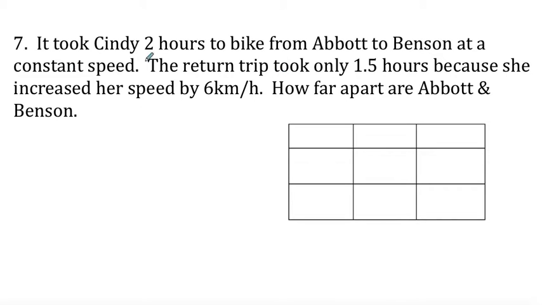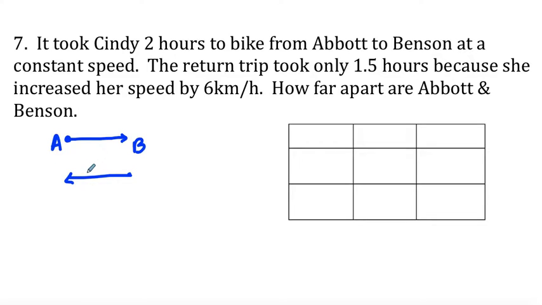So it says it took Cindy 2 hours to bike from Abbott to Benson. So here she is at Abbott, she's going towards Benson, and it took her 2 hours. The return trip took only about an hour and a half because she increased her speed by 6 kilometers an hour. So I noticed that I don't have her rate from Abbott to Benson, but I do have her rate from Benson to Abbott, so she went back.